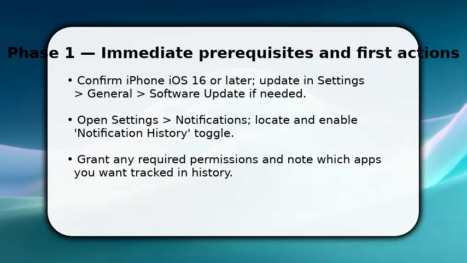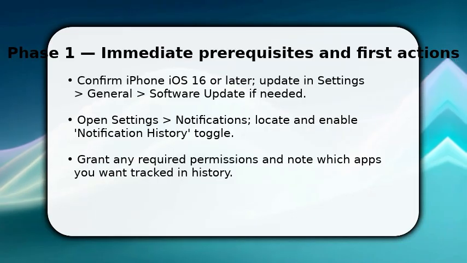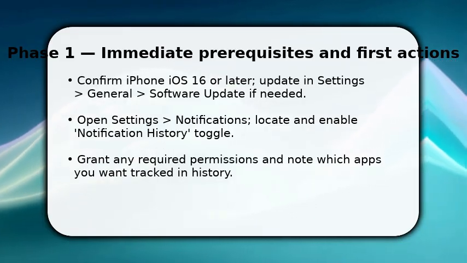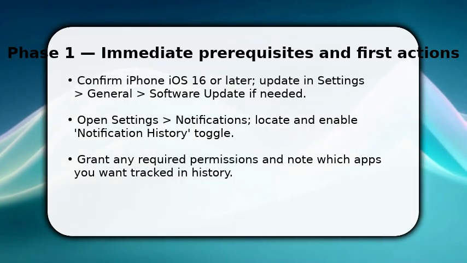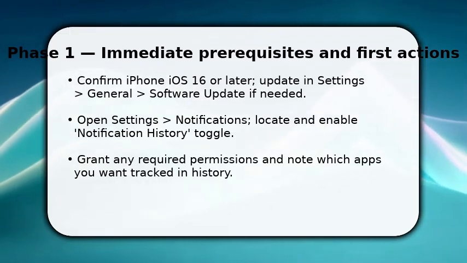You need iOS 16 or later, so update the phone now if you haven't. Once done, open Settings and go straight to Notifications. Make sure the notification history toggle is turned on. You also want to choose which apps are allowed to record deliveries. That prevents clutter and preserves privacy.